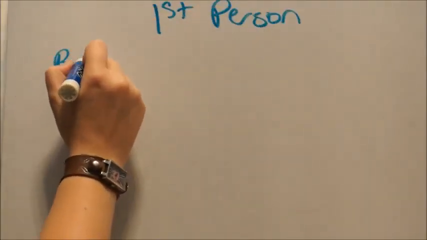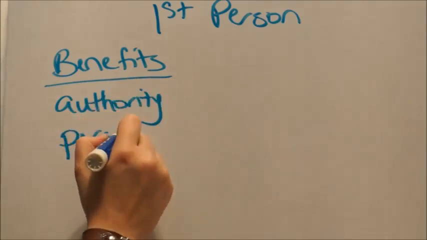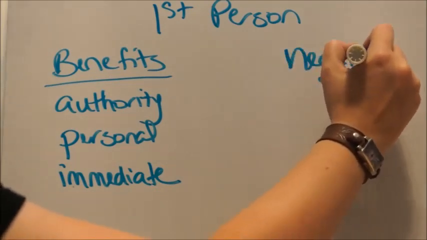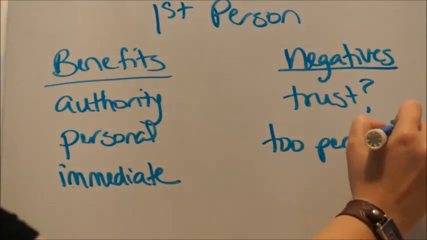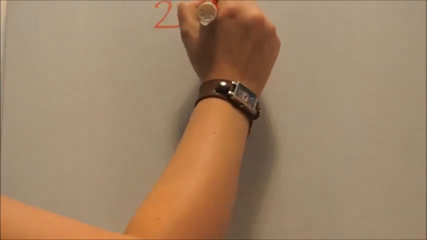Now, when you write in first person, it has some definite benefits. First of all, it gives you authority. Why? Because it's very personal. You are telling the story. It's immediate. There are also some negatives to first person. Can I trust you? I don't know. It's a little too personal sometimes. Maybe you're biased. That's what I will do for you.